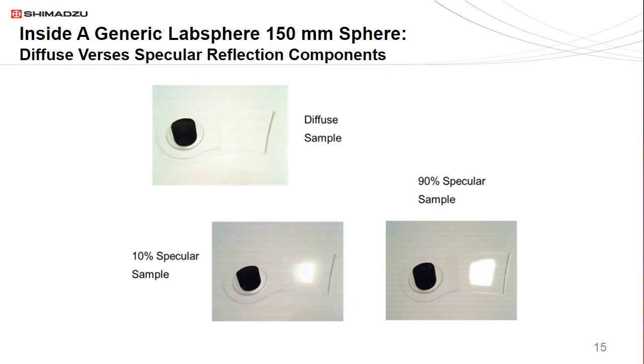Down at the bottom is what happens when you have a specular component. You can see the hot spot. Even from only a 10% specular sample, a significant hot spot is generated. With a 90% sample, it is much brighter. Notice how the rest of the sphere is very dark. This presents a significant problem if you are trying to measure a truly specular sample in an integrating sphere. Not that you can't do it, but you just have to be aware of how to handle a specular sample in a sphere.